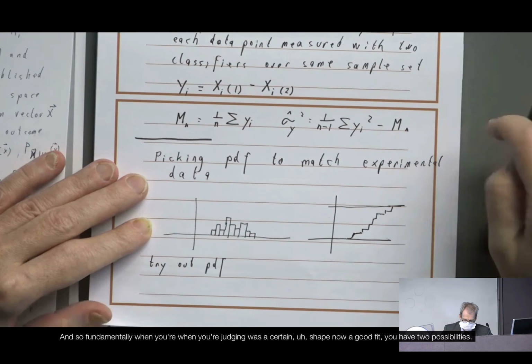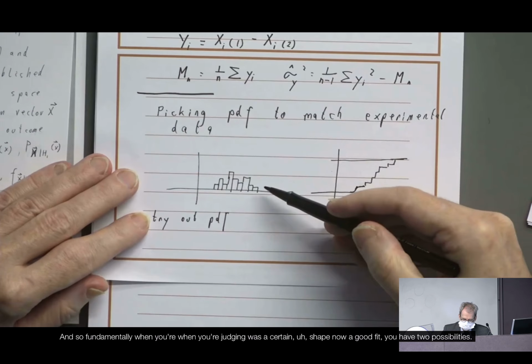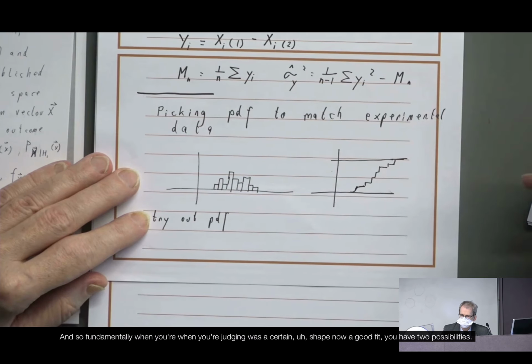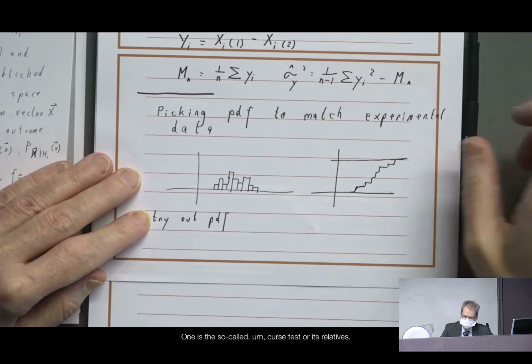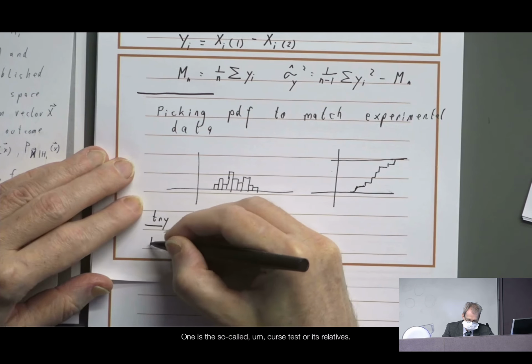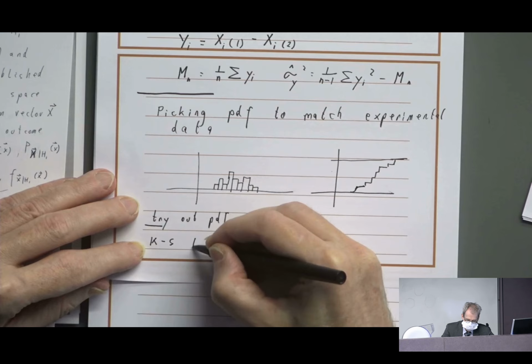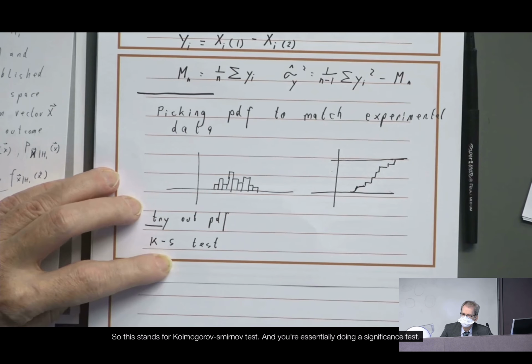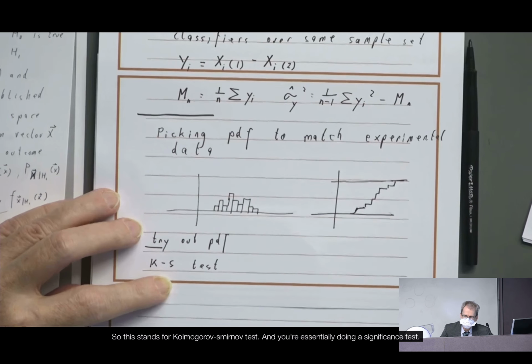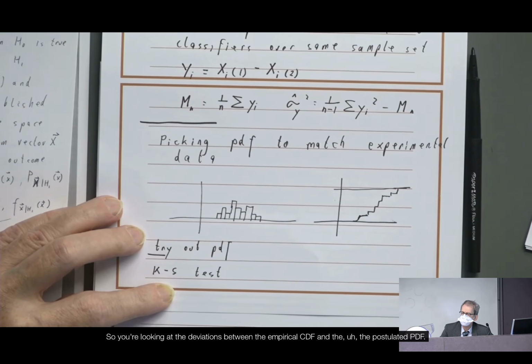And so, fundamentally, when you're judging, was a certain shape a good fit? You have two possibilities. One is the so-called KS test, or its relatives. This stands for Kolmogorov-Smirnov test. You're essentially doing a significance test. So you're looking at the deviations between the empirical PDF and the postulated PDF. Your null hypothesis is that they are from different distributions. Can I reject that null hypothesis?